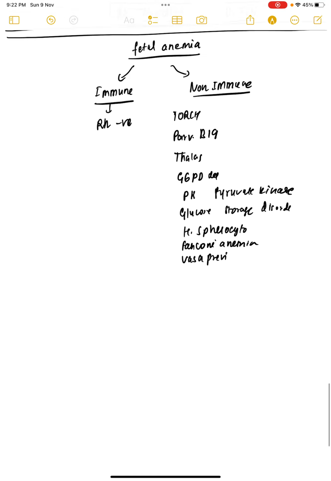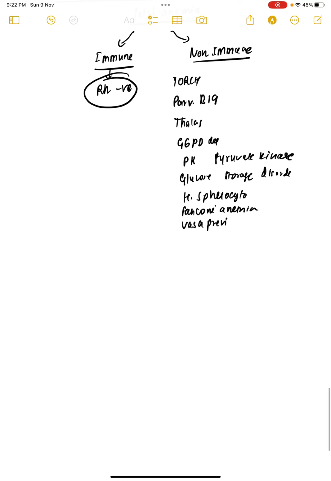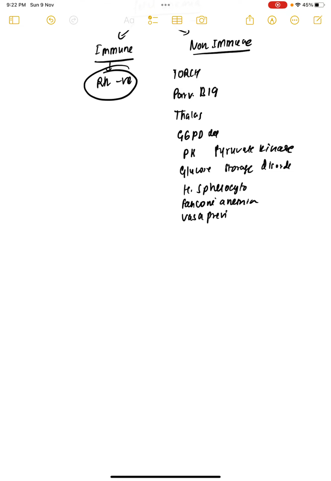Okay, so now coming to today, let us mainly focus on Rh antigen. Rh antigen is present on chromosome number 1, right? So the Rh antigen, mainly the D antigen: if D is present, that is Rh positive. If D is absent, that is Rh negative.